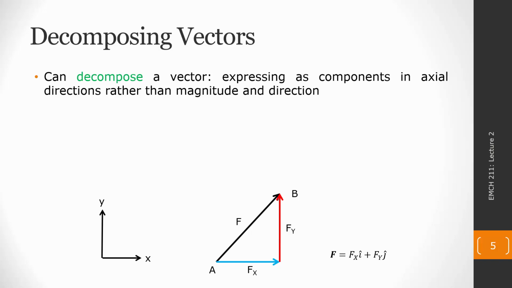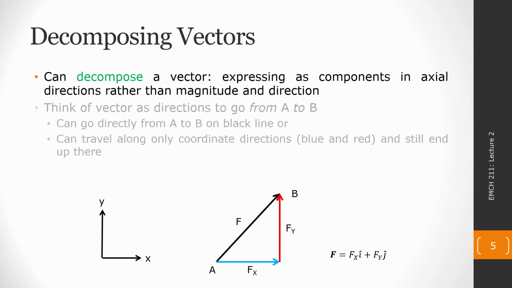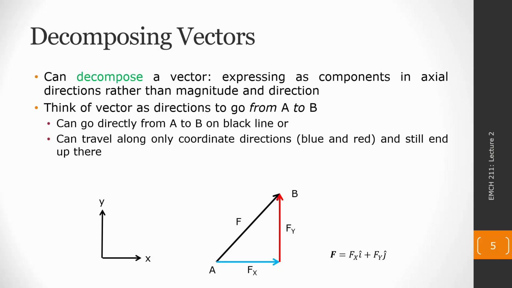So vector f equals some magnitude fx along the i hat or the x direction plus some scalar magnitude fy along the j hat or the y direction. So that's the big picture of how we decompose these vectors. What's the method that we are going to typically use?